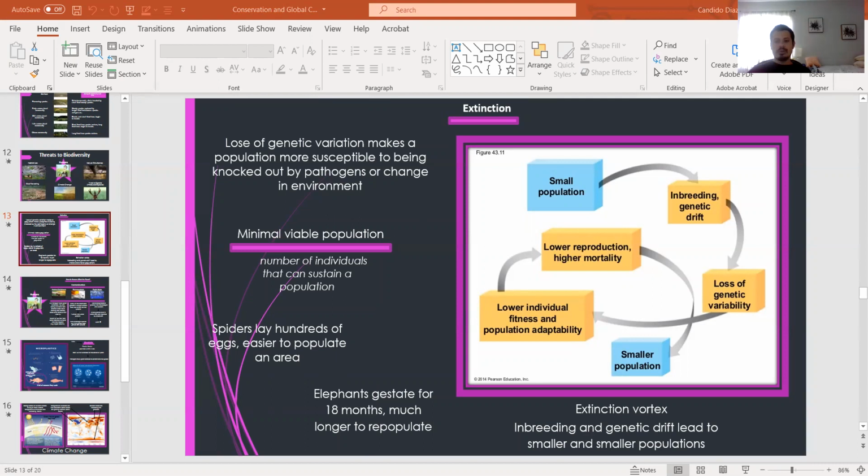Sure. How are invasive species a form of natural selection? Cool.